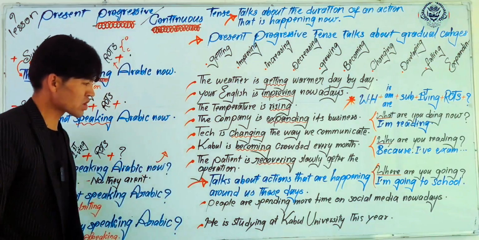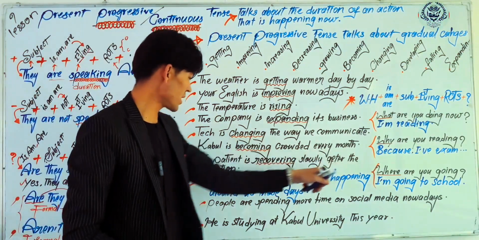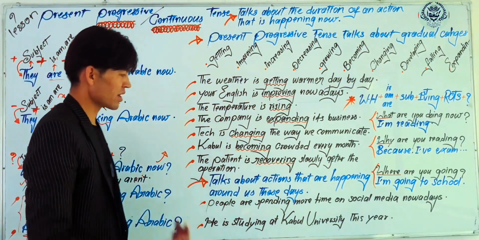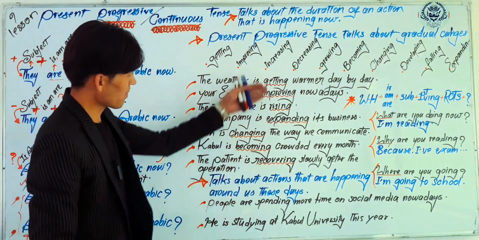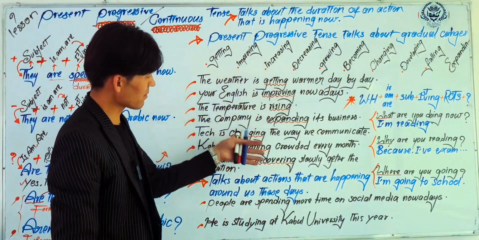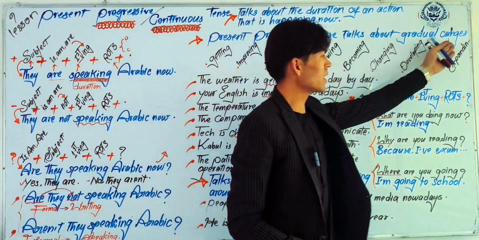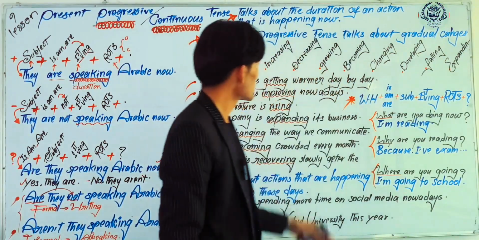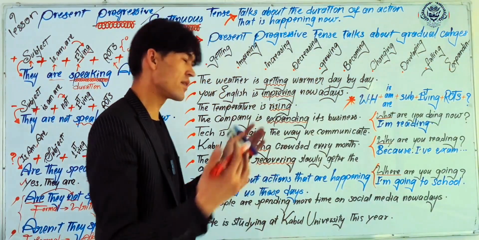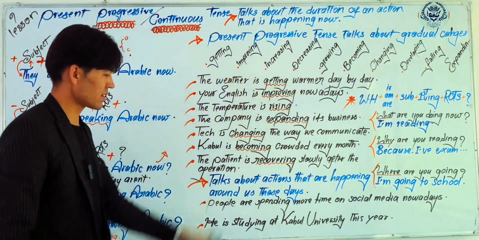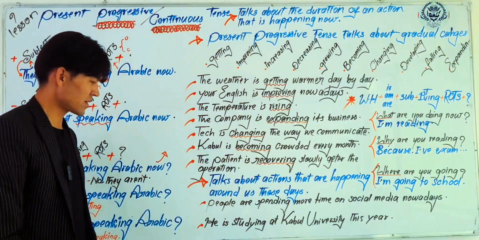The other one, the patient is recovering slowly after the operation. مریض بعد از عملیات خود کم کم رو به بهبودی هست. Now in these examples, the verbs I have underlined, they all the time talk about gradual changes. So here we cannot use every verb. So here we can use mostly these verbs with the present continuous tense to talk about gradual changes.